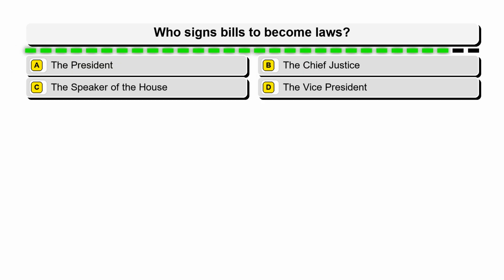Question 128. Who signs bills to become laws? Option A, the President. Option B, the Chief Justice. Option C, the Speaker of the House. Option D, the Vice President.